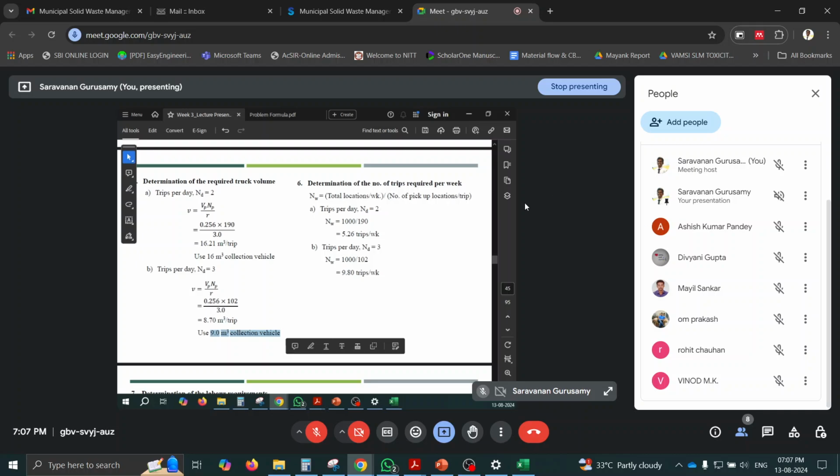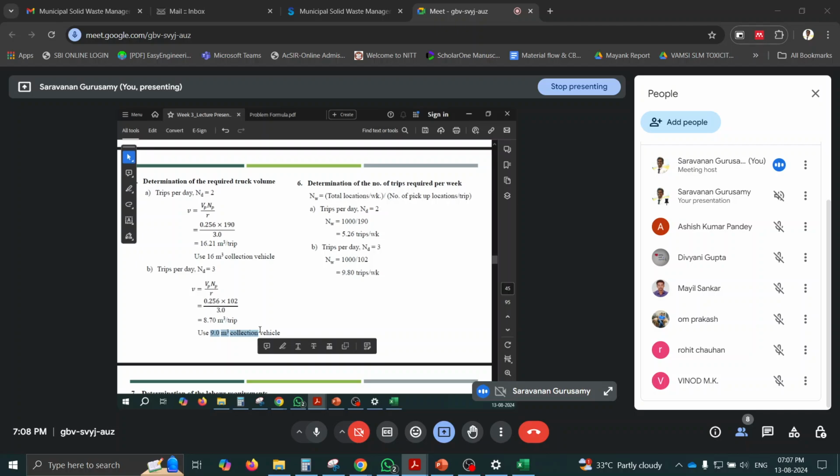Yeah, that's the difference you are getting for 2 trips in a day and 3 trips per day. How much container capacity do you need? That is a 16 meter cube truck and a 9 meter cube truck.